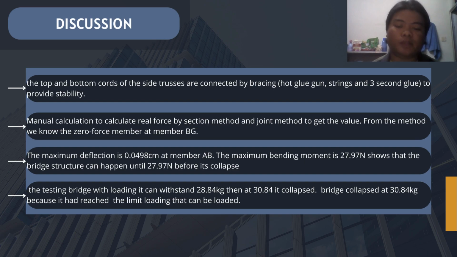From the collapse, the structure collapsed at 30 kg because the joint is not strong enough and the span is not enough. That's all for me. Thank you.